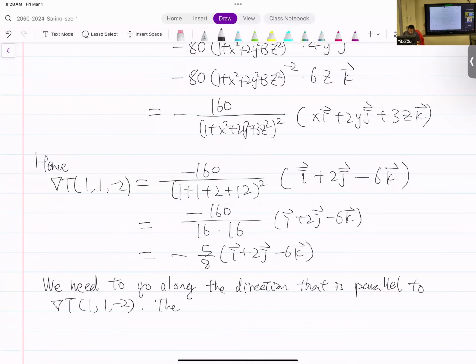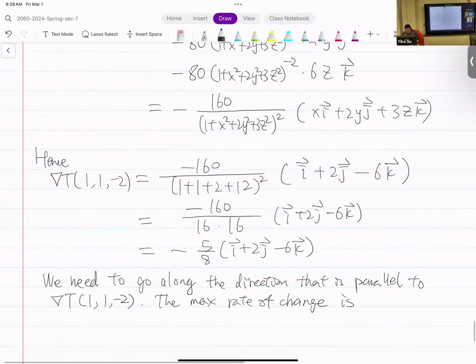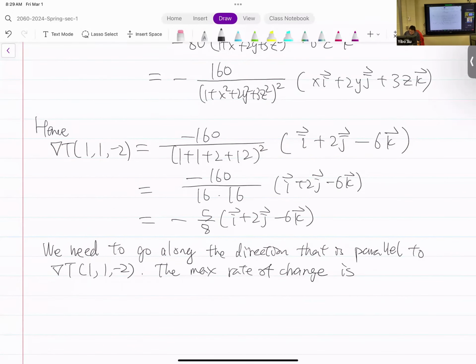And of course, then the maximum instantaneous rate of change is the magnitude of this vector. Okay. So here we are asked to calculate, when we are going along the direction of the gradient, what's the instantaneous rate of change, right? So we need to calculate this magnitude.